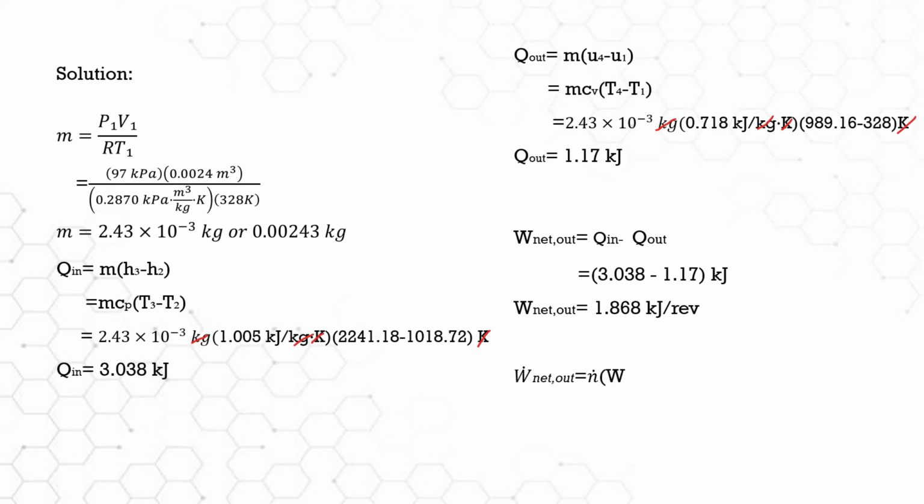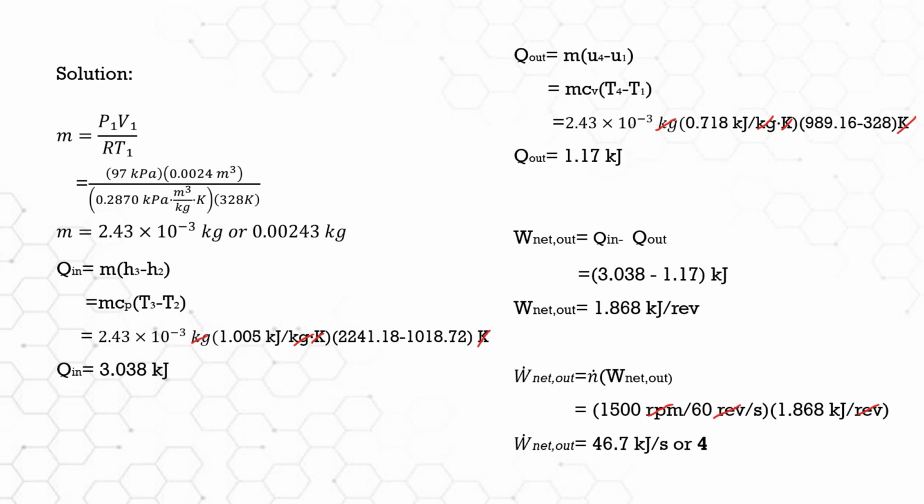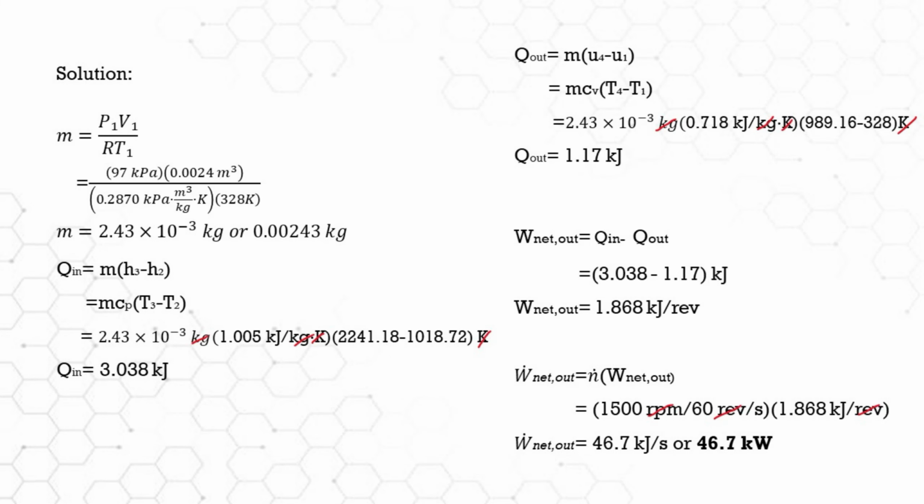Lastly, we are going to solve for the power of our engine by using the formula power output is equals to number of revolutions per minute times the net work output. Then plug in the values. We have 1,500 RPM or revolutions per minute over 60 seconds times 1.868 kilojoule per revolution, then cross out the same units. So we have 46.7 kilojoule per second, which is equivalent to 46.7 kilowatts.